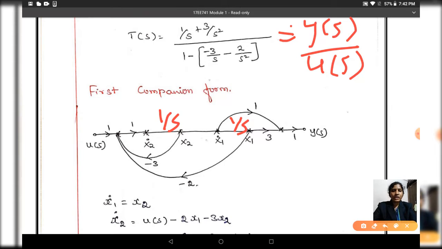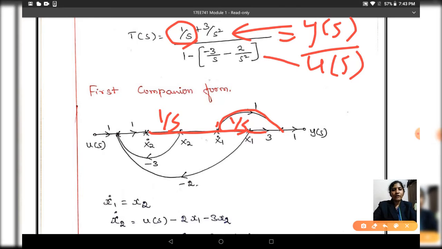To y of s, what is the term attached? Like 1 by s plus 3 by s square. 1 by s needs only one integrator from y of s. So from y of s it is 1 by s into 1. And what is your second term? 3 by s square. So it is 1 by s into 1 by s, which is 1 by s square. In this I need to multiply by 3. So I will get output 1 by s plus 3 by s square.